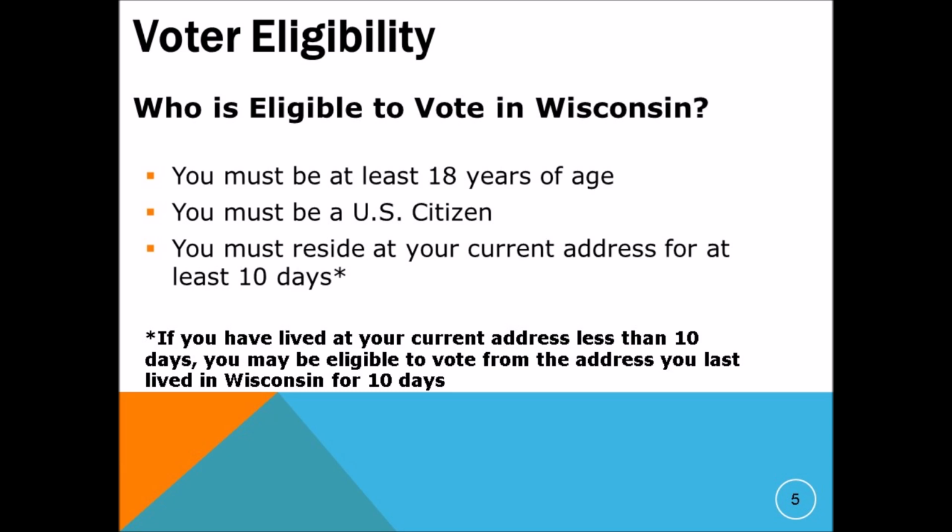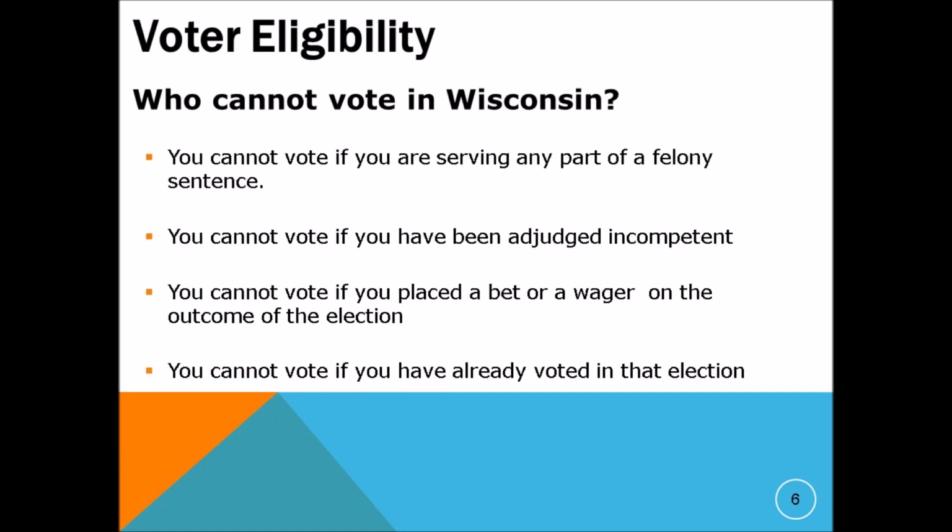If you move less than 10 days before an election, you may still be eligible to vote from your former address. You are not eligible to vote in Wisconsin if you are a felon who is still on paper. What this means is if you are still serving any portion of your felony sentence, including probation, you are not eligible to vote in Wisconsin.